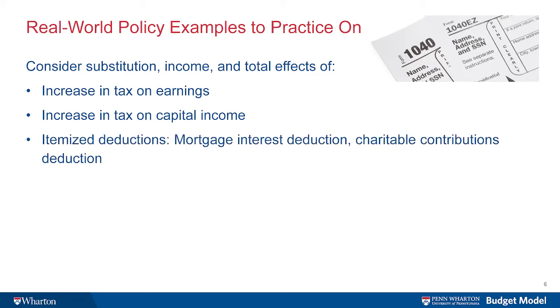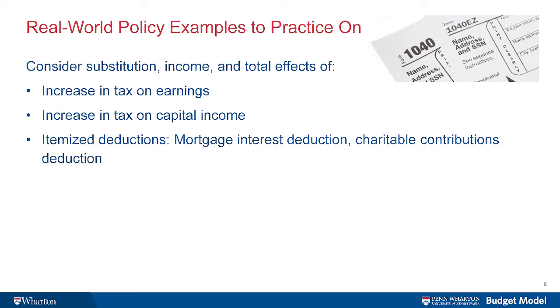Itemized deductions. These are a little easier to think about because these are subsidies. We subsidize a lot of activity through the tax code, so government doesn't have to spend money on the spending side of the budget in order to subsidize. These are two examples of big tax preferences that are just subsidies on the tax side of the budget: the mortgage interest deduction and the charitable contributions deduction.